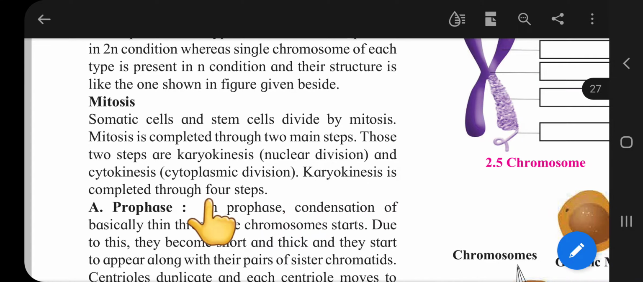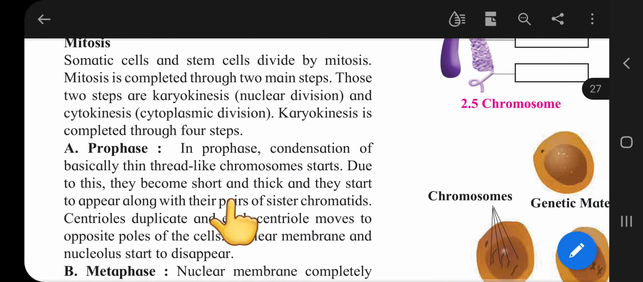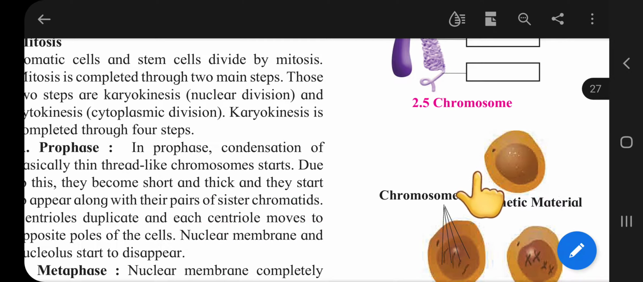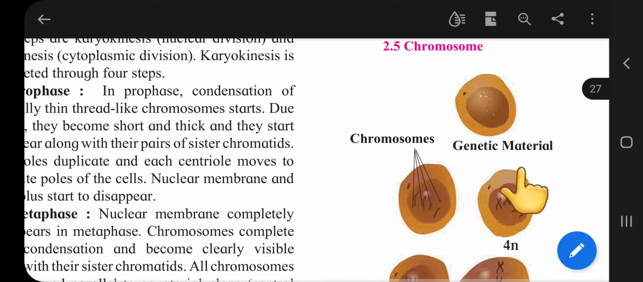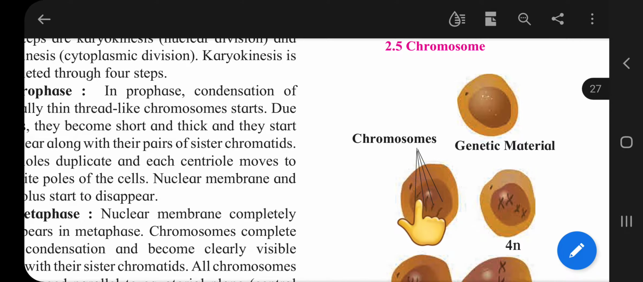Karyokinesis is completed through four steps. One is prophase, second is metaphase, third is anaphase, and fourth is telophase. What happens in the prophase? Imagine that this is a cell. At the center there is a nucleus, and the nucleus contains genetic material as chromosomes. In prophase, condensation of thin thread-like chromosomes starts.